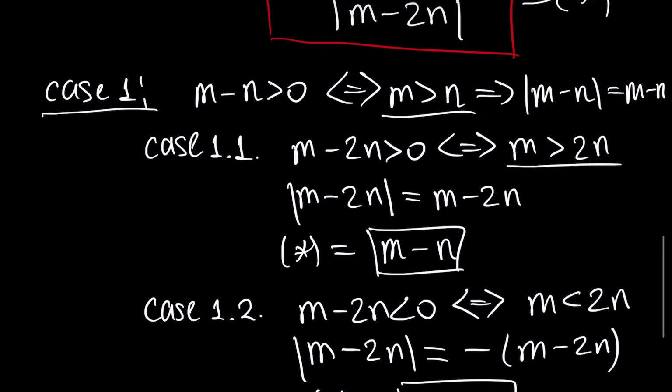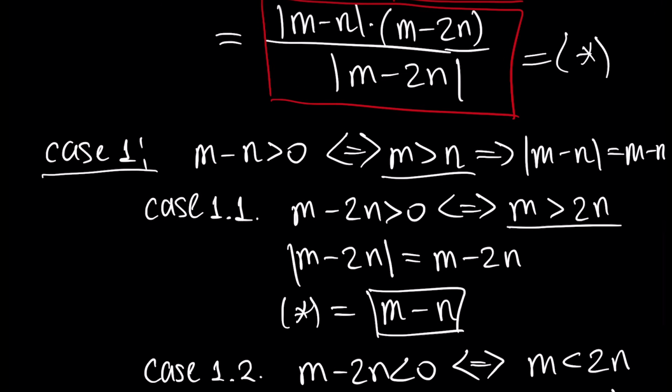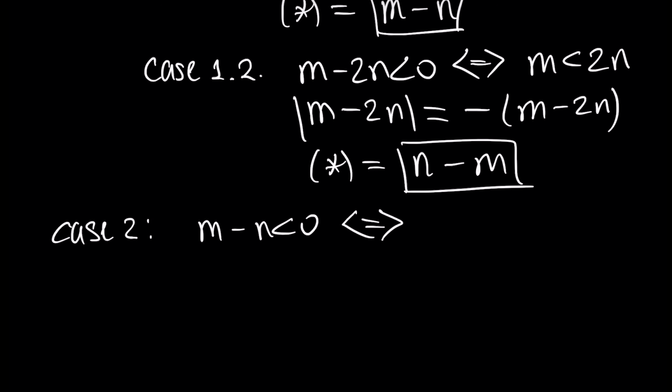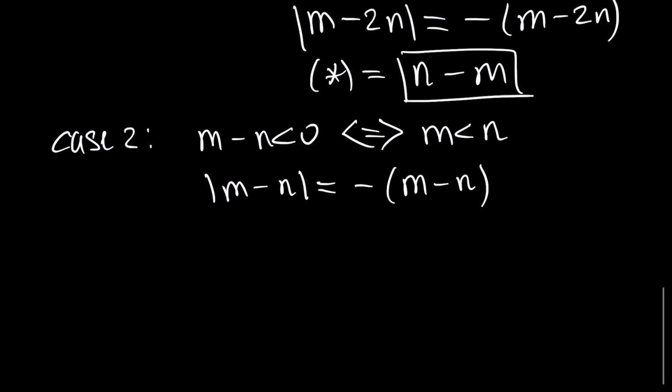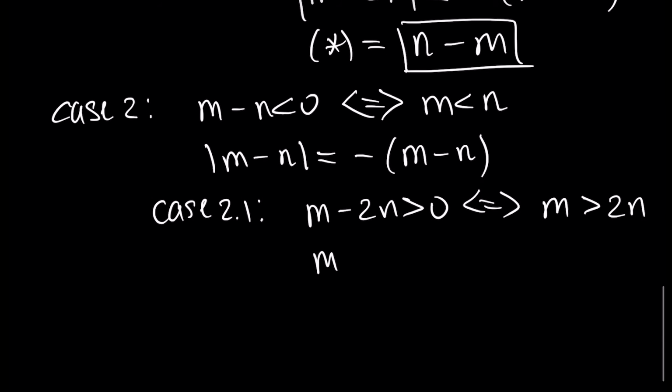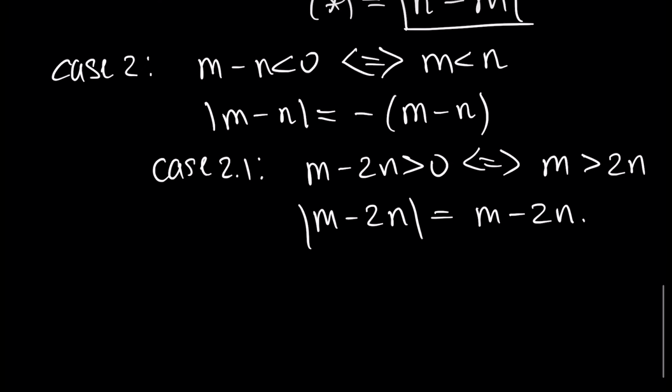What about the second? Case 1 was when m minus n is positive, and the second case is when m minus n is negative. Case number 2, when m minus n is negative, or equivalently m is less than n. In this case, the absolute value of m minus n is minus (m minus n). In this case, we have two subcases also. Case 2.1, when m minus 2n is bigger than 0, or m is bigger than 2n. In this case, the absolute value of m minus 2n is equal to m minus 2n. And the final answer will be n minus m.